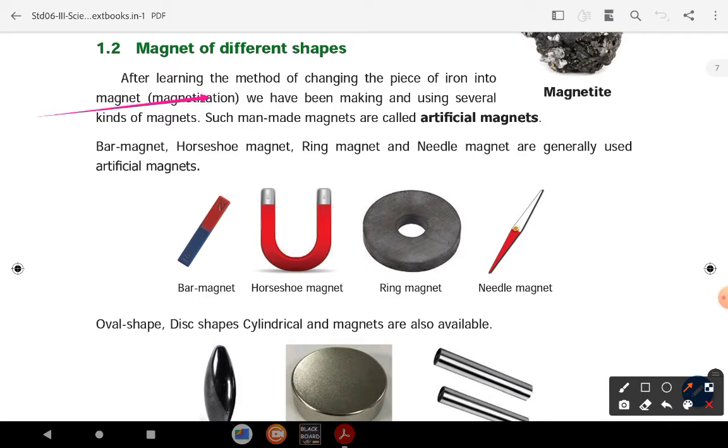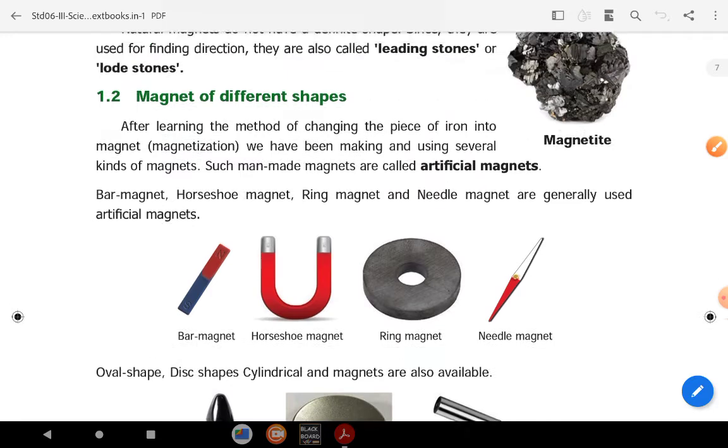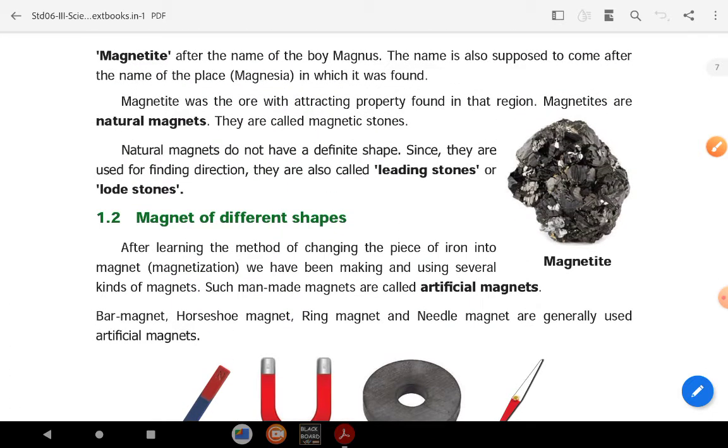Okay, so we have been making and using several kinds of magnets. Such man-made magnets are called artificial magnets. Now you know what artificial is. Artificial means man-made. What are the artificial magnets, children? They are made by man. In the previous paragraph, இதுக்கு முந்தின paragraphல என்ன பார்த்தோம்? Magnetite பார்த்தோம் இல்லையா? They are natural magnets. We saw that they are all natural magnets. They are found by nature. Okay, so no man made it.